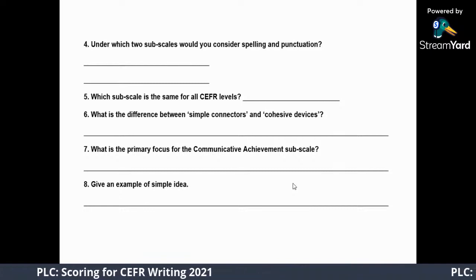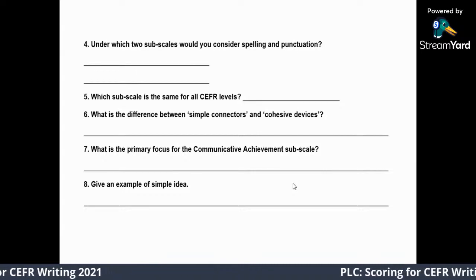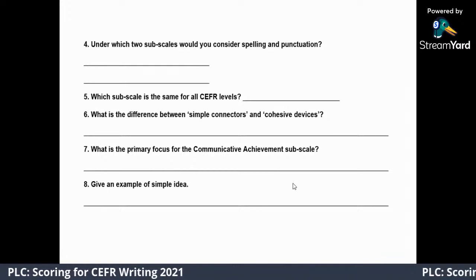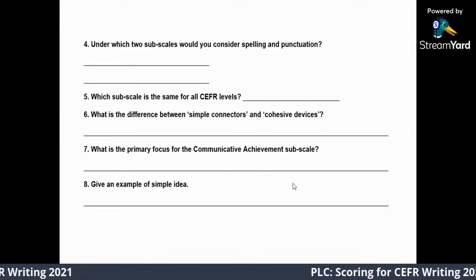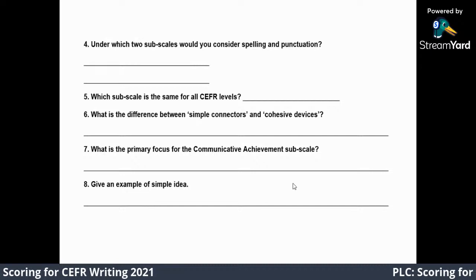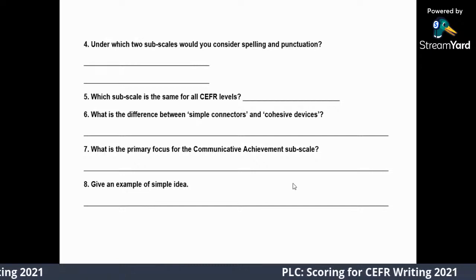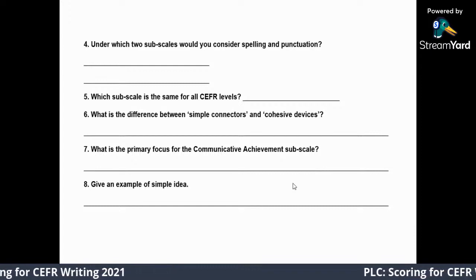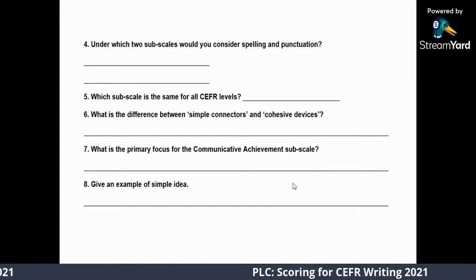Okay, when you are giving marks for organization, you will look at the connectors and cohesive devices. So what is the difference between simple connectors and cohesive devices? Or you can just give me examples. What are simple connectors? Yes, teacher Sean, correct. Content as I mentioned. Nobody? Simple connectors, okay, I'll tell you. Like and, or, but, so, because, all those. Thank you, teacher Jenny Lee.